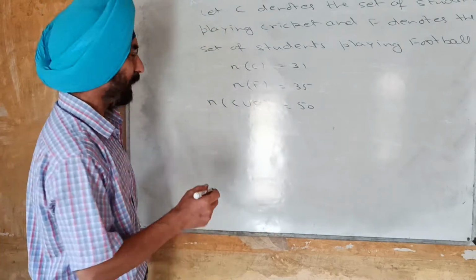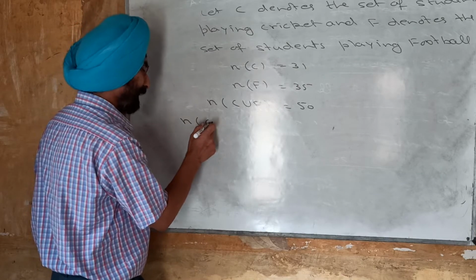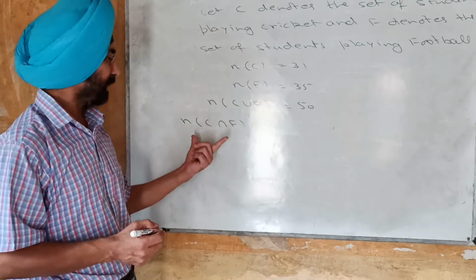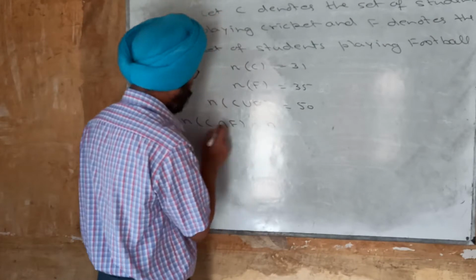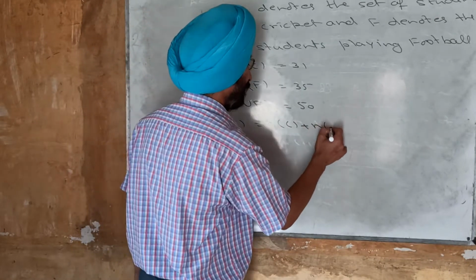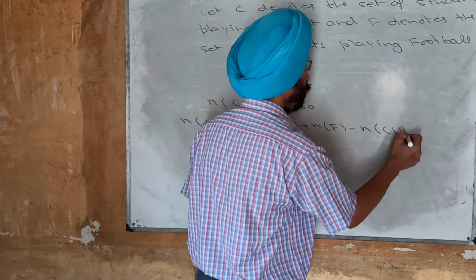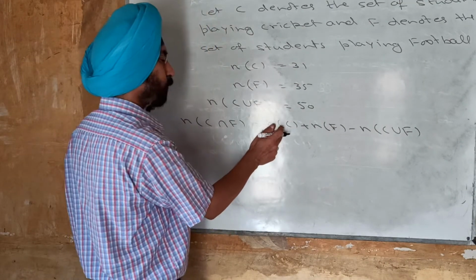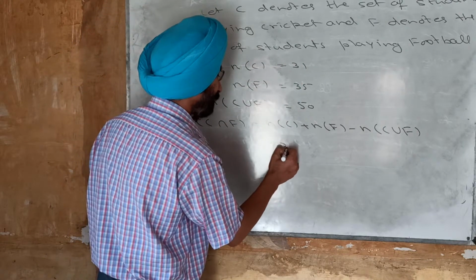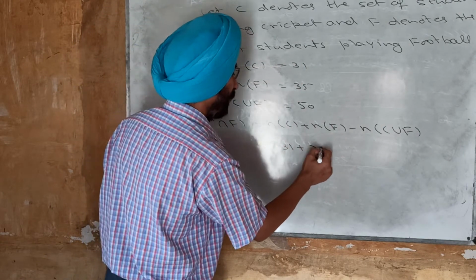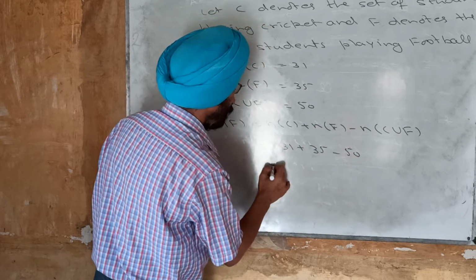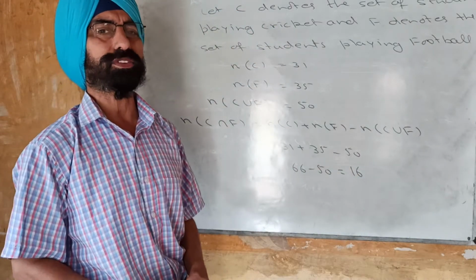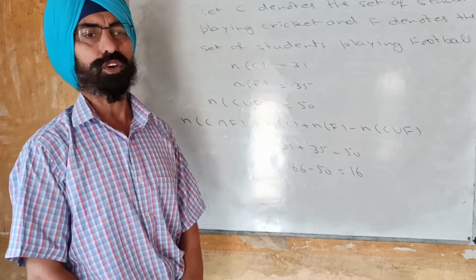What are we to find? We are to find the number of students playing cricket as well as football. Intersection means and. And we know that there is a formula for this, and the formula is n(C intersection F) is n(C) plus n(F) minus n(C union F). This was the formula we discussed yesterday in the previous video. So the number of students in the set C is 31 plus 35 minus 50. So it is 66 minus 50, that means 16. So 16 is the number of students who play cricket as well as football.